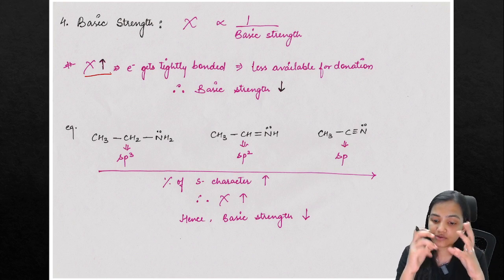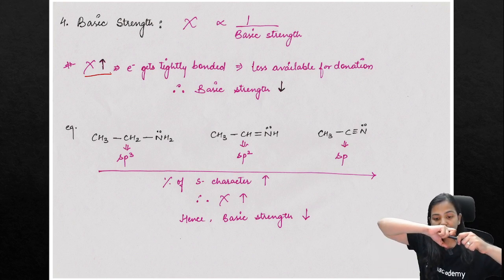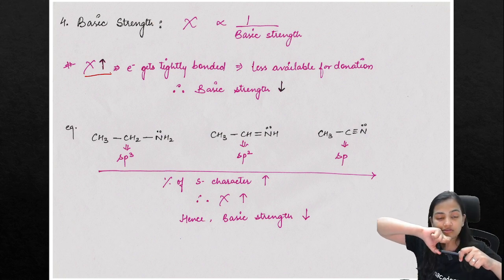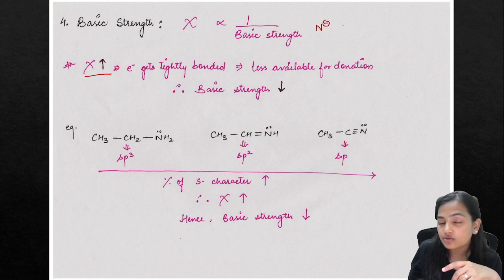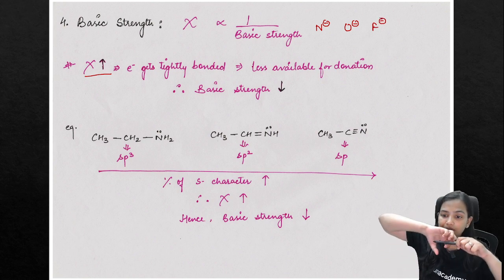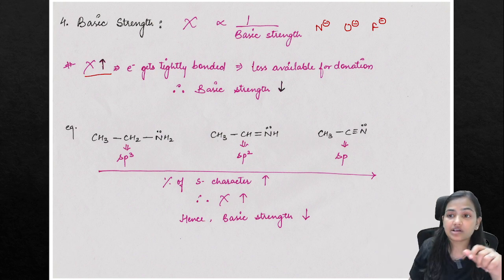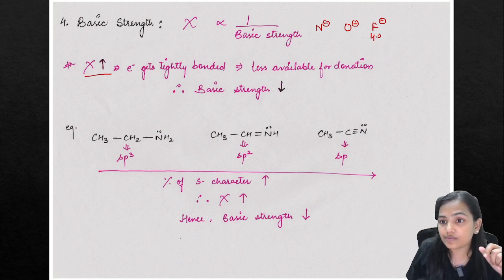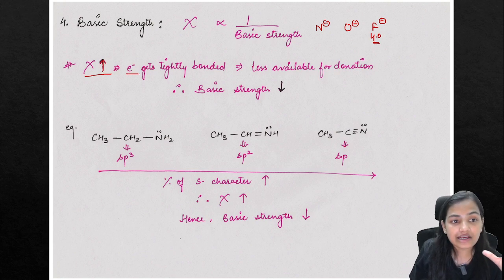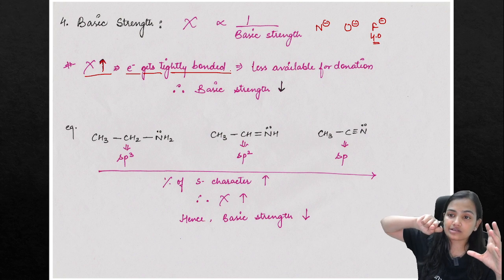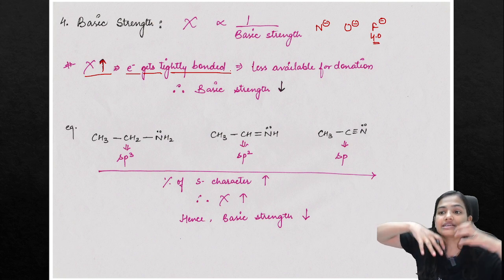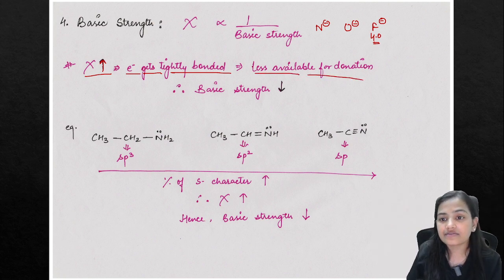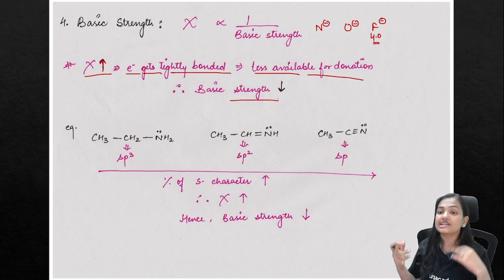Electronegativity increases means the tendency to pull the shared pair of electrons increases. So here the electron gets very tightly bound. If I am talking about nitrogen, oxygen, fluorine, fluorine has a tendency to keep its electron more tightly held by the nucleus. Its electronegativity value is 4.0, so as the electronegativity increases, the electron gets tightly bound by the nucleus. If the electrons are more tightly held, they will be less available for donation, and therefore basic strength decreases.